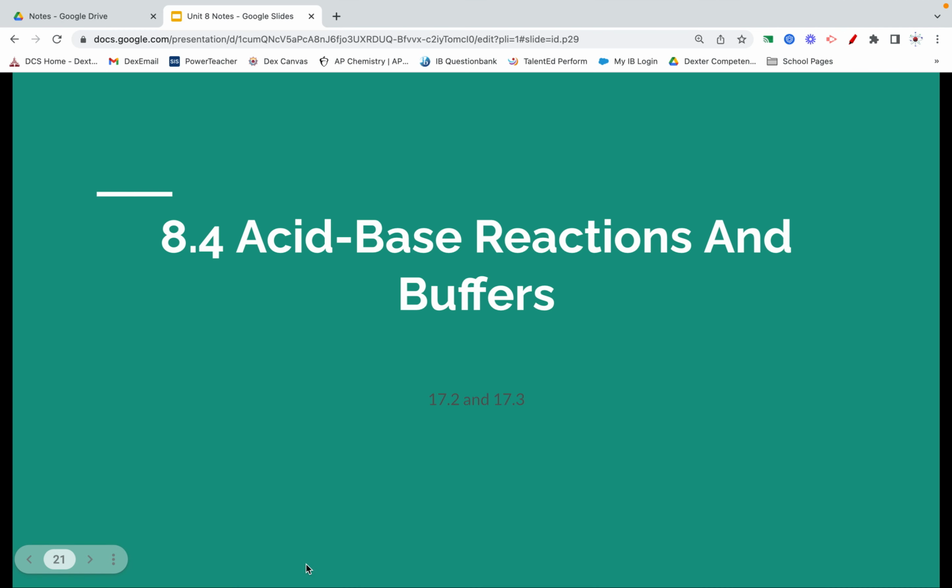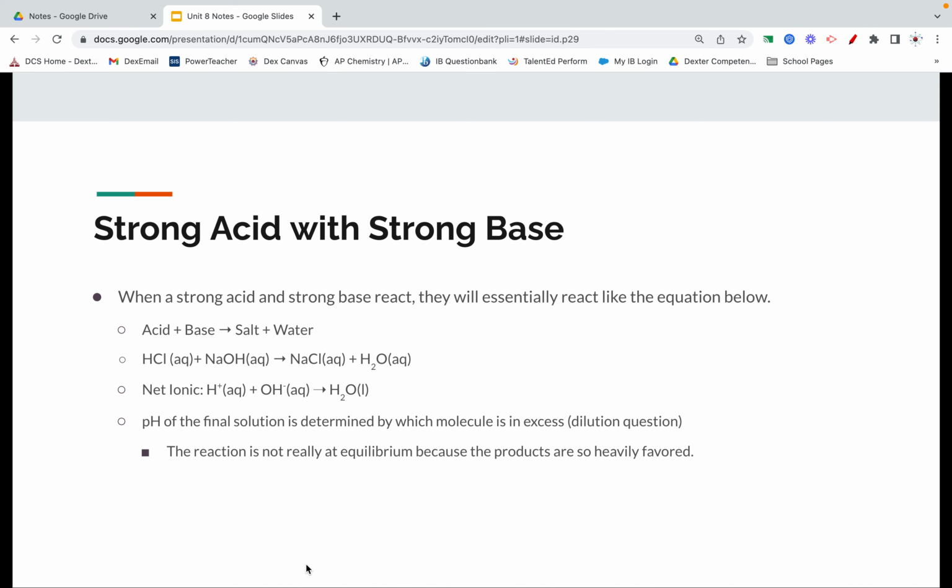Acid-base reactions and their buffers. Strong acids with a strong base. When we react an acid with a base, we call this a neutralization reaction. Generally, when we have a strong acid with a strong base reacting in equal moles, they cancel each other out and you get a neutral solution. They always form a salt with the water. So we have hydrochloric acid and sodium hydroxide yielding salt and water. The net ionic for a strong acid and strong base is always hydronium plus hydroxide yielding water.